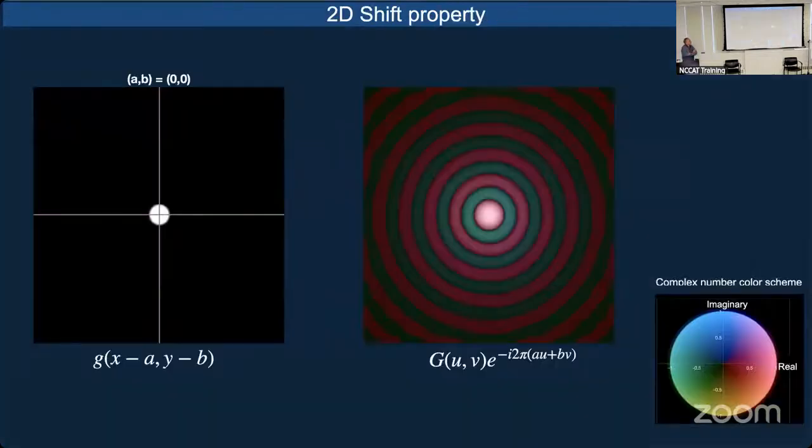Now I'm going to talk about the shift property, and we're going to go from real numbers to complex numbers. So up till now, I've been showing you Fourier transforms of functions that are symmetric around the origin. And now I'm going to start making them no longer symmetric around the origin.